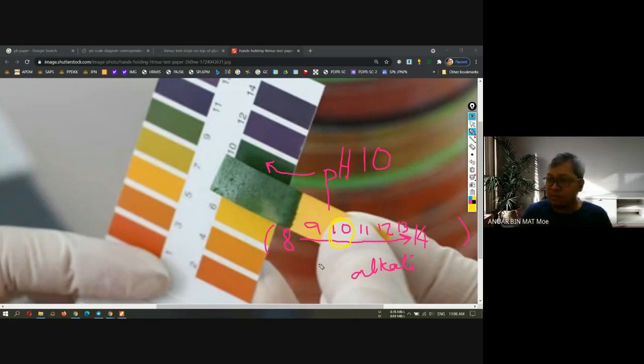So you can differentiate. The pH paper indicates whether it is alkali or acid. In this picture, they tested for alkali. pH 10 is of course alkali, but not so strong an alkali because the pH is only 10. If the paper turns purple like this, it is pH 14. pH 14 is a strong alkali. Okay, can you understand this?